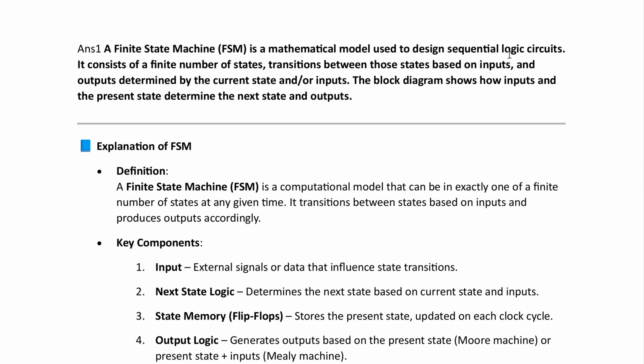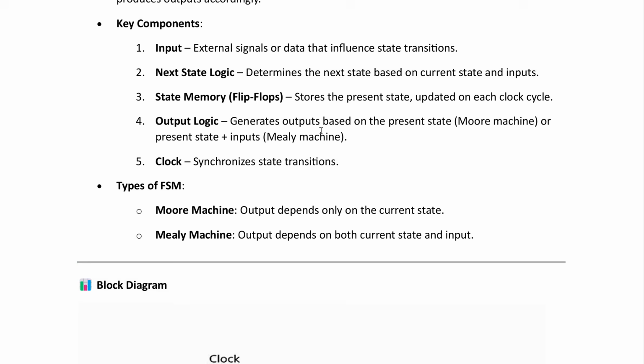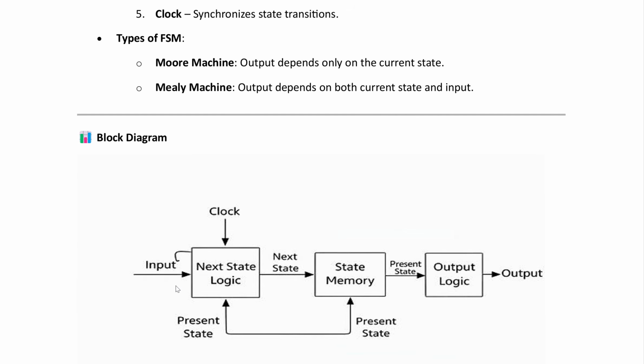A finite state machine is a mathematical model used to design sequential logic circuits, and it consists of a finite number of states, transitions between those states based on inputs, and outputs determined by the current state and/or inputs. The block diagram shows how inputs and the present state determine the next state and outputs. So this is the block diagram.